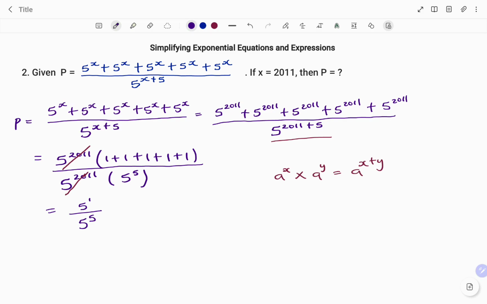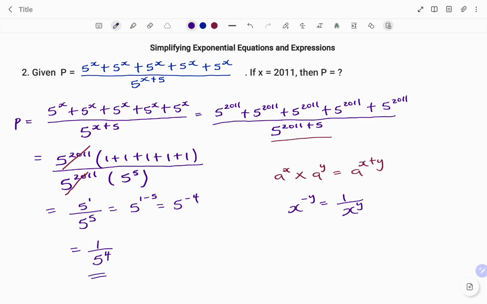There's an invisible 1 here, applying laws of exponent, because they have the same base, that will be the exponent at the top minus the exponent at the bottom. That will be 5 to the power of minus 4. And writing it as a positive exponent, if we have any base raised to a negative exponent, to make it positive, we turn it into a fraction with a positive exponent. So 5 to the power of minus 4 will become 1 over 5 to the power of positive 4.